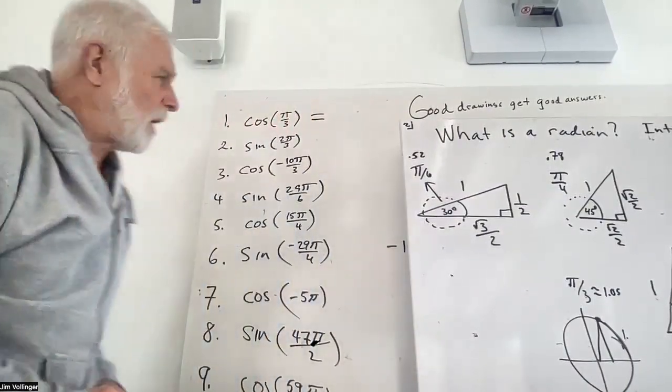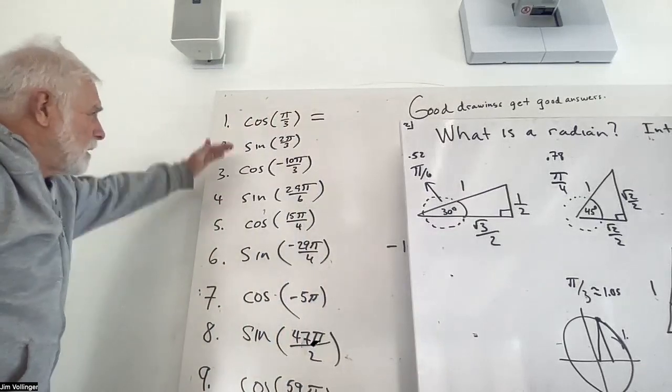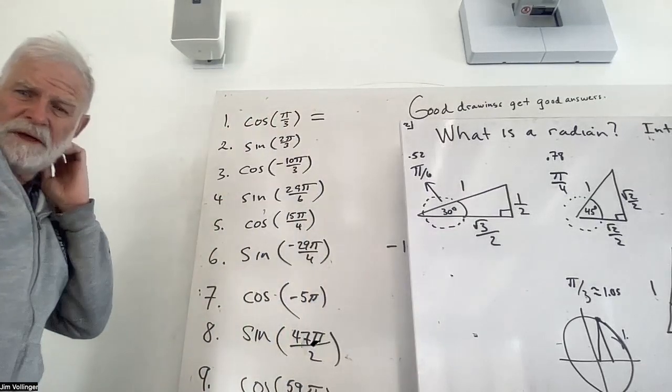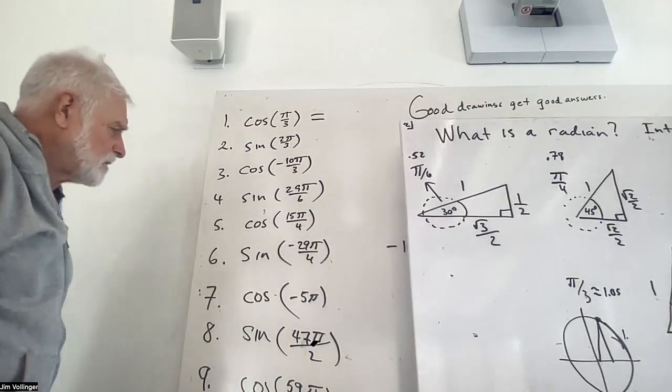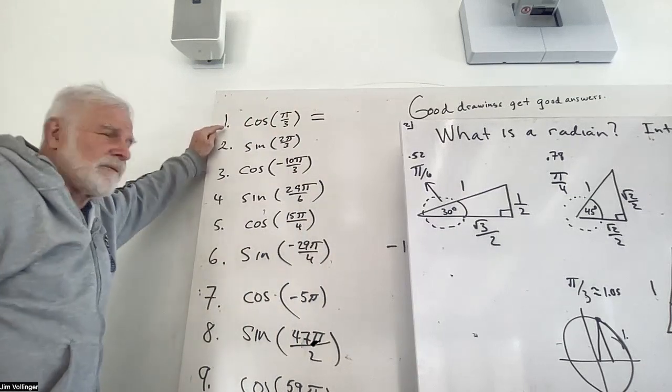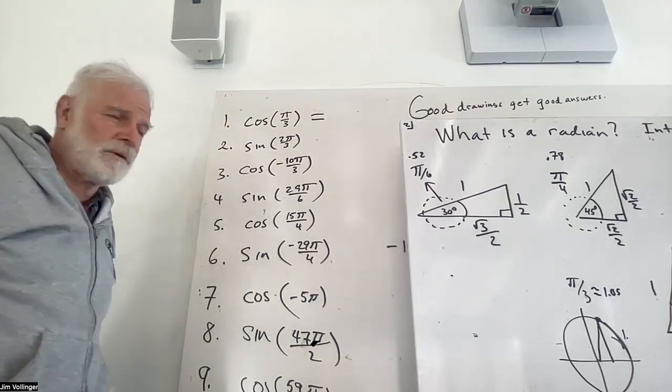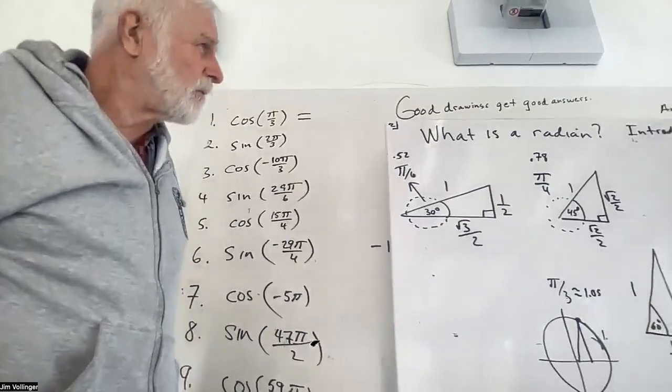All right, so these are the problems that we're going to get after in a little bit. Just some cosine and sine evaluations. I like to start by saying cosine first because it's really an XY orientation. More about that in future videos.